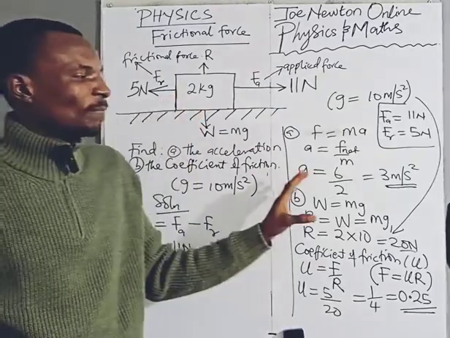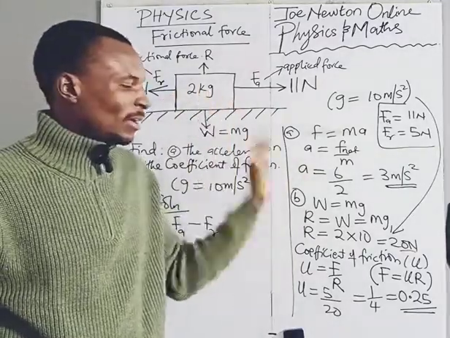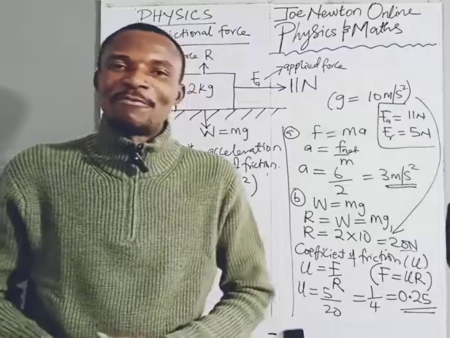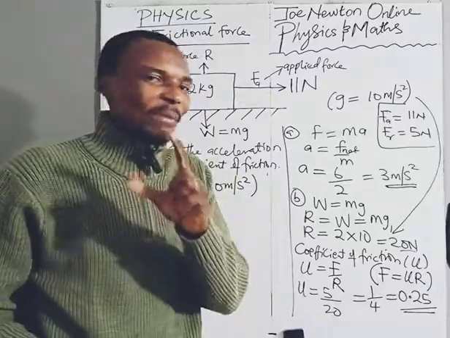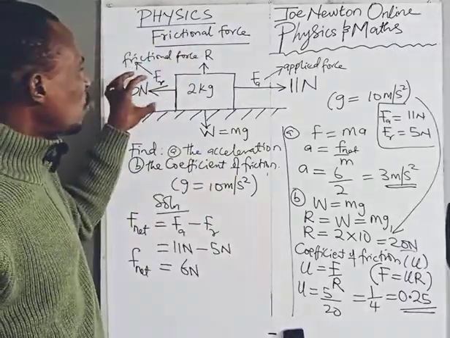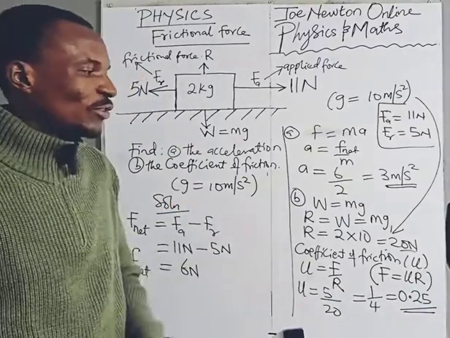So the coefficient of friction of this body or this system is 0.25. Please remember that we have to deal with the frictional force in this solution.